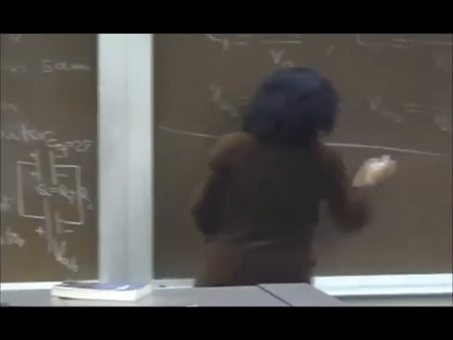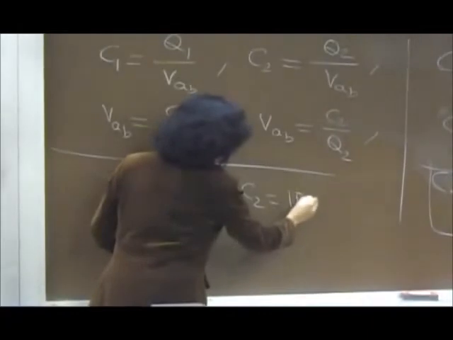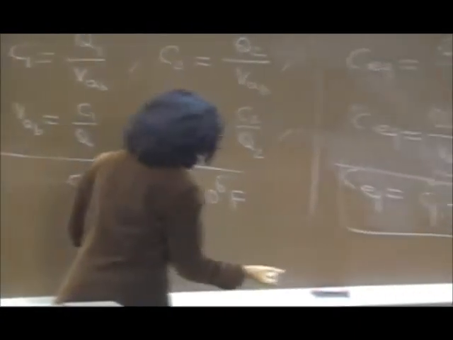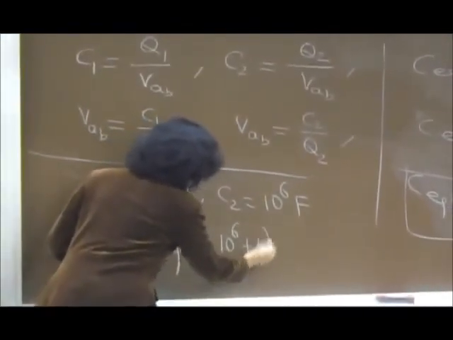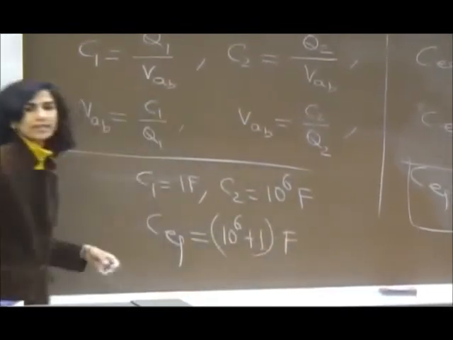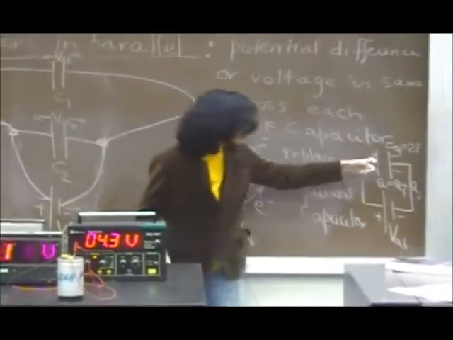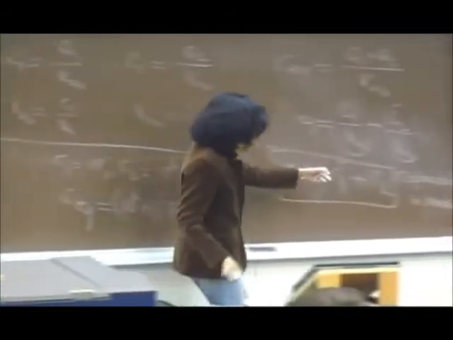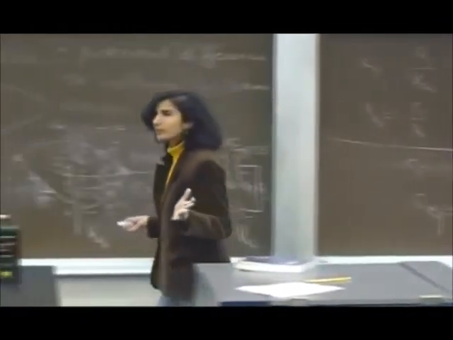Okay, what happens if C1 is 1 farad and C2 is 1,000,000 farad? C equivalent, if they are in parallel, would be 10 power 6 plus 1 farad, right? Do you see that? So when the capacitors are in parallel, the equivalent capacitance is just the algebraic sum of the individual capacitances.